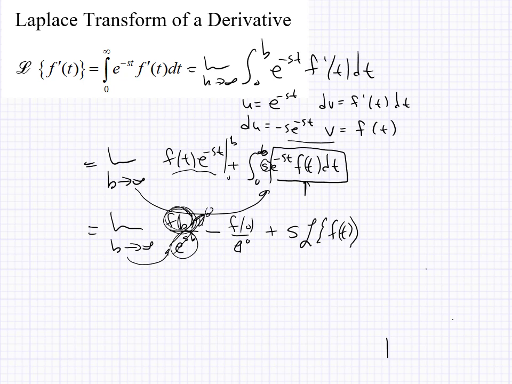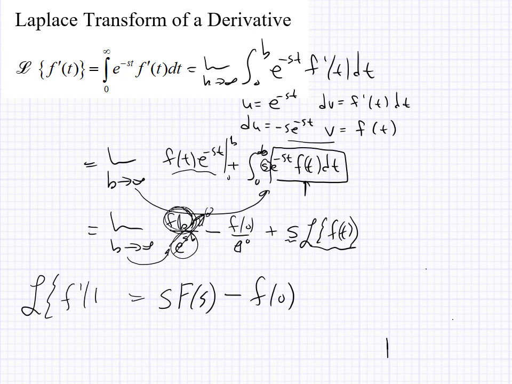So overall, what do I get here? The Laplace transform of f prime of t we could write as capital F of s times s minus f of 0. So that's what the Laplace transform of f prime of t would look like. That's going to have some significance as we go to solving differential equations with Laplace transforms.